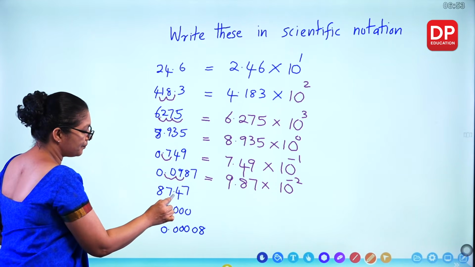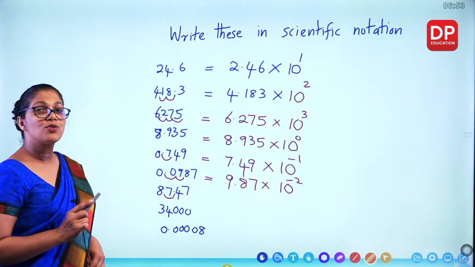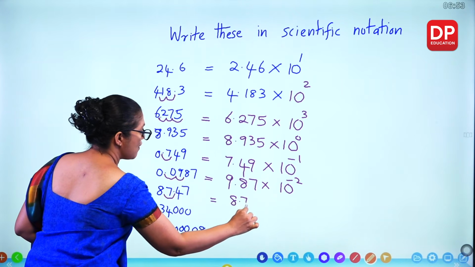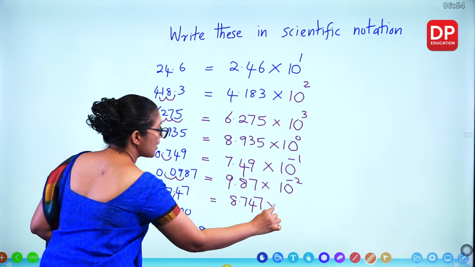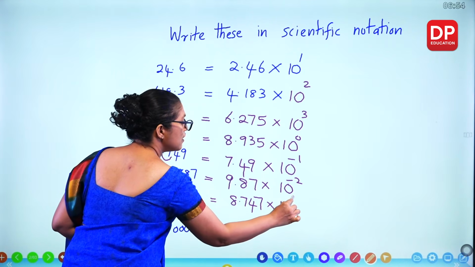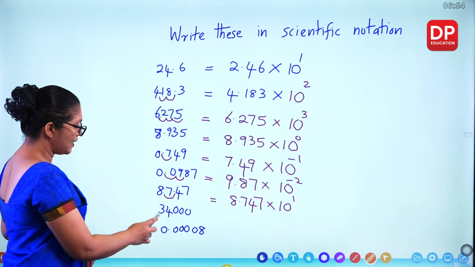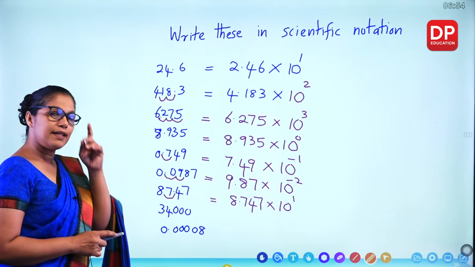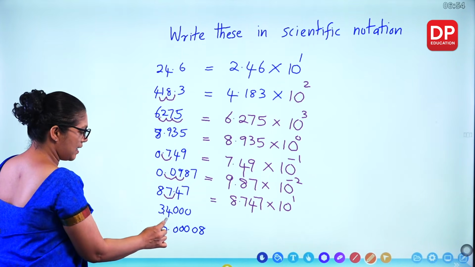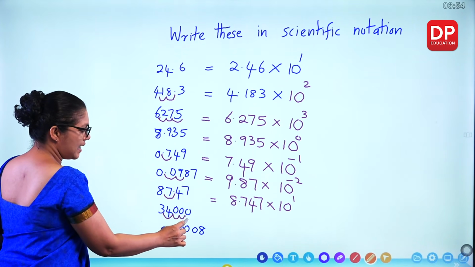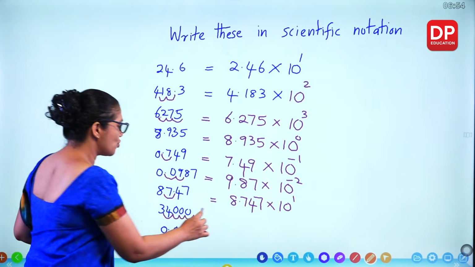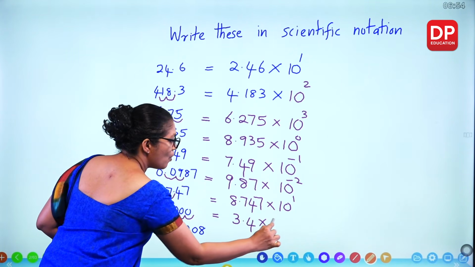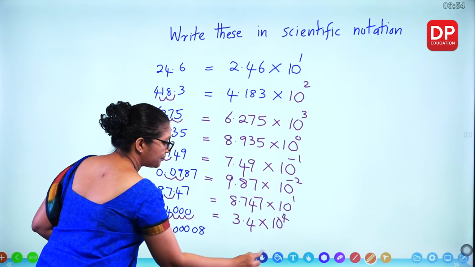Try this one. 1 place to the right. 8.747. 10 to the power 1. Here, how many places? Count. What's the number less than 10? 3.4. From here, 1, 2, 3, 4. 4 places to the right. 3.4. 10 to the power 4.